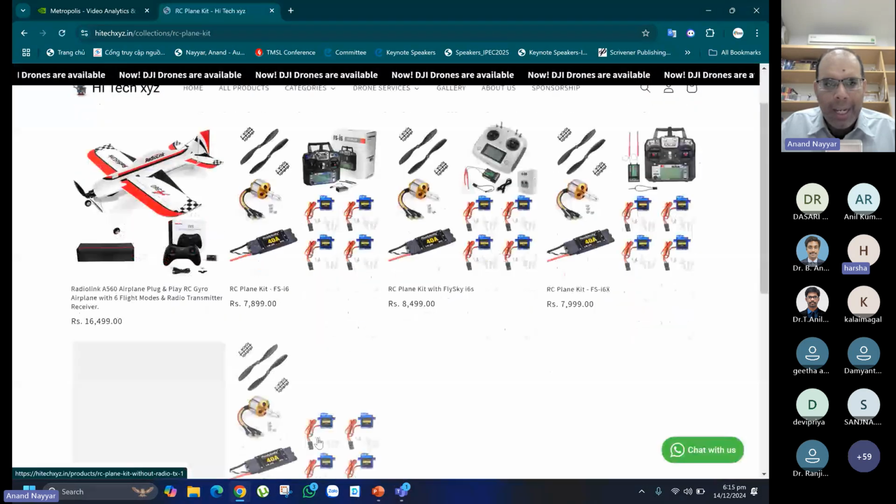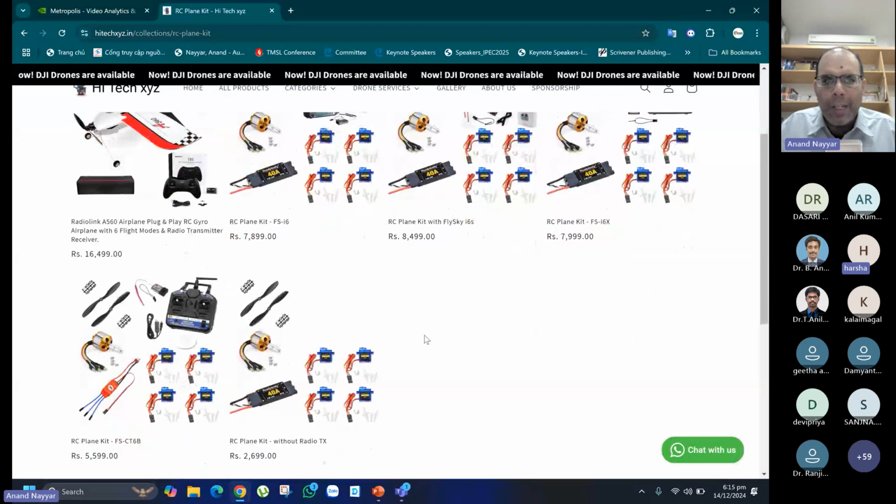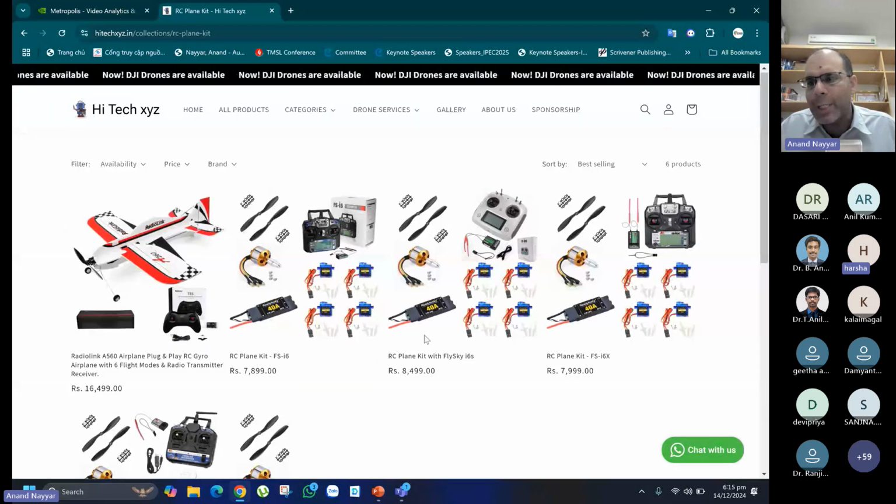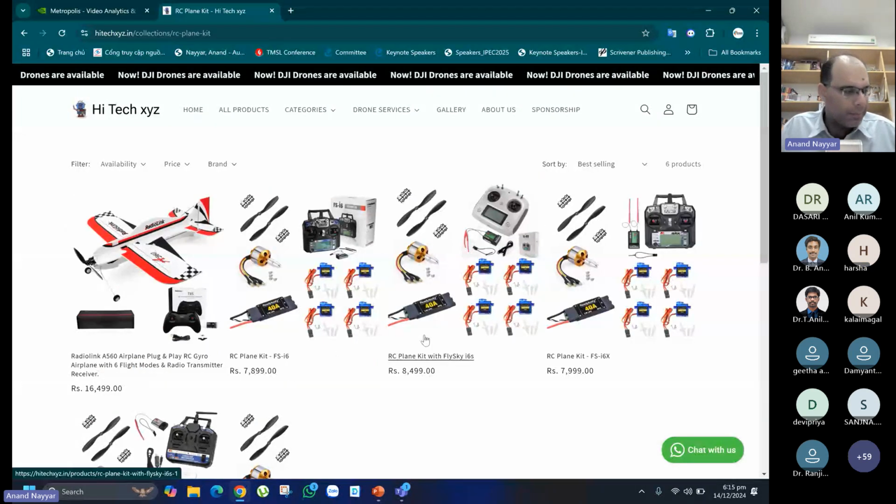You can click here and you can see the complete planes kit is also available for you. So if you want to make a good drones lab, or an IoT compatible, drone based modeling kit for research, this is the answer, hightechxyz.in. This is your answer.